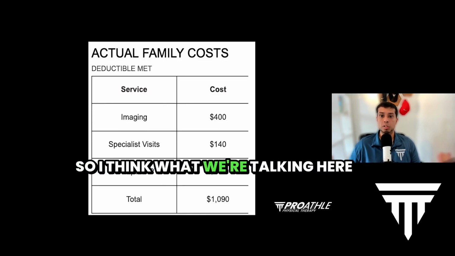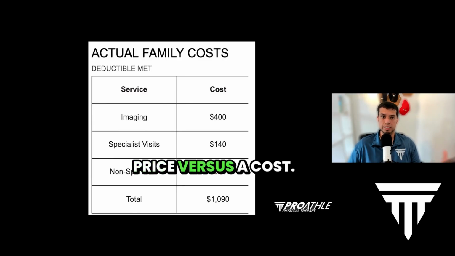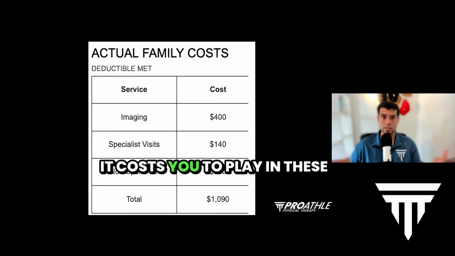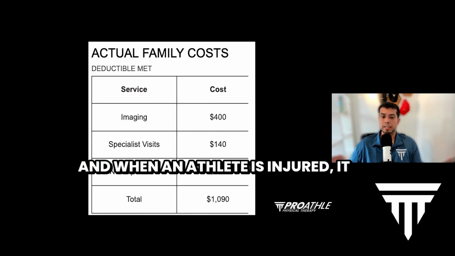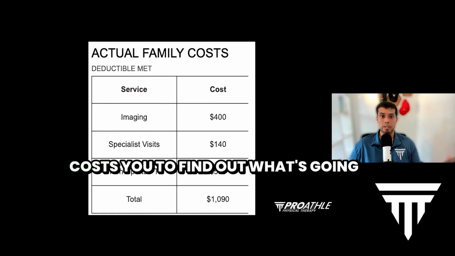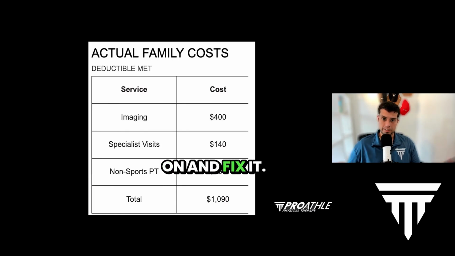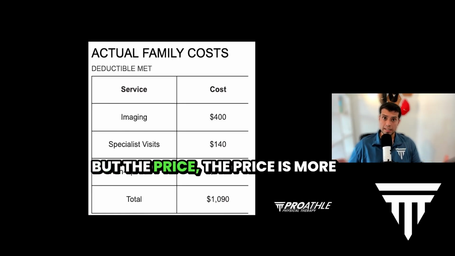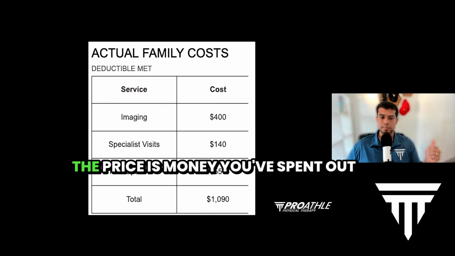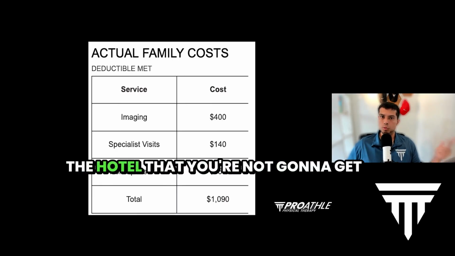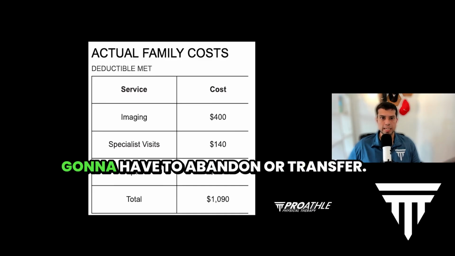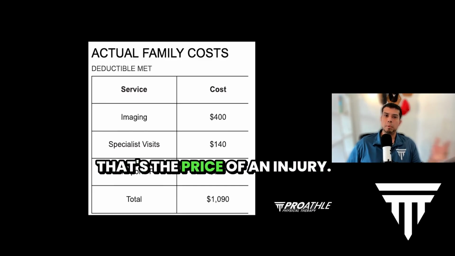So I think what we're talking about here is a price versus a cost. It costs you to play in these tournaments. It costs you to travel. And when an athlete is injured, it costs you to find out what's going on and fix it. That's the cost. But the price is more missed games. The price is money you've spent out the window already on tournaments you can't get back, the hotel that you're not going to get to use, the flights that you're going to have to abandon or transfer. That's the price of an injury.